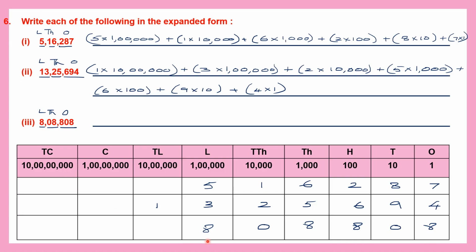So let's begin with 8 into 1 lakh. Plus the next number is 0. We can leave it out, or you can write 0 into 10,000. The next digit is 8. 8 into 1,000. Plus the next digit is again 8 in the hundreds place. So that is 8 into 100. Again 0 is there. You can write 0 into 10, or you can leave out 0. Last one is 8 into 1.